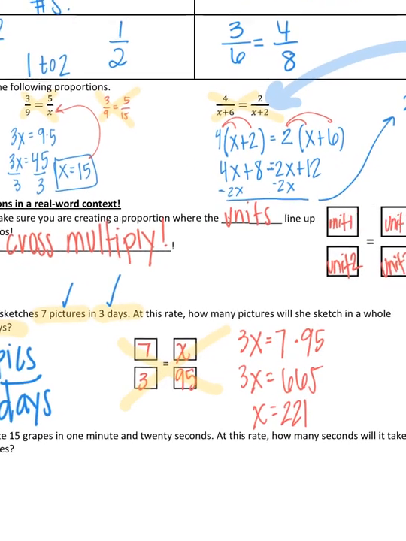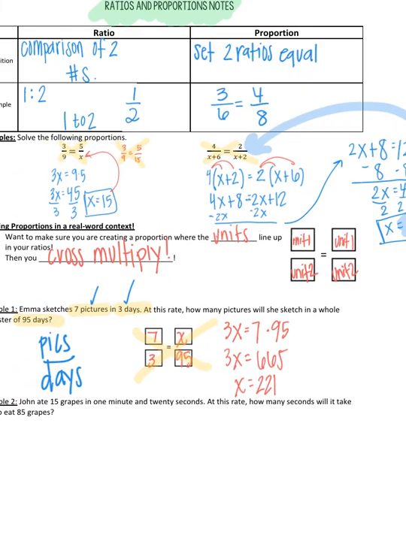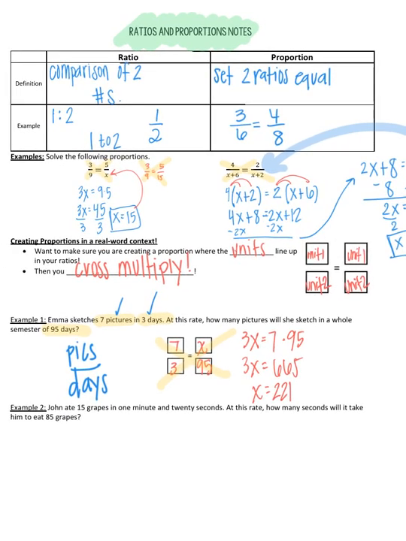Now, one thing I'm very picky about is labeling that answer. I want you to think about 221 what? Well, if you forget, just go back to your proportion over here. X was in our numerator. That went along with pictures. You can also look at what the question was asking. How many pictures? 221 pictures. Label your answer. Box it.